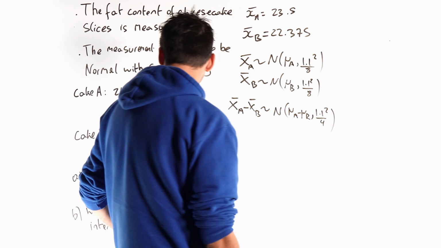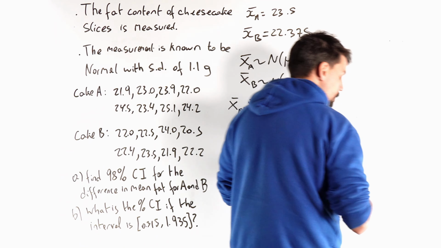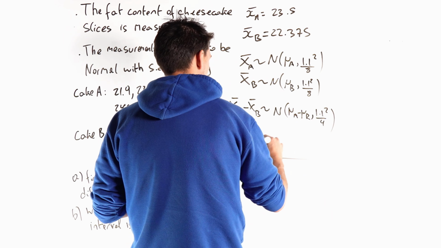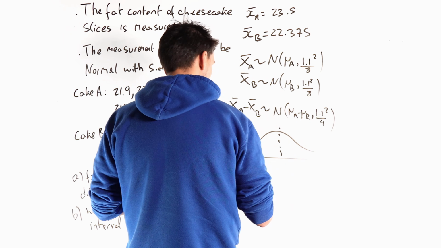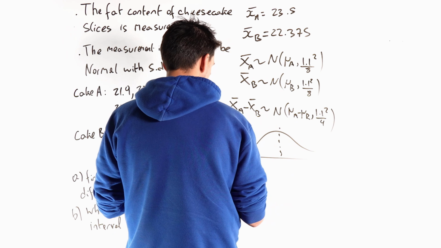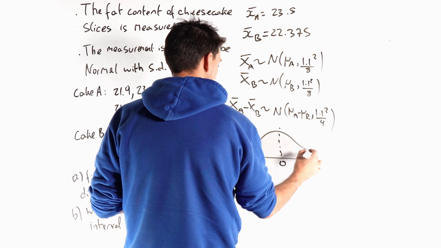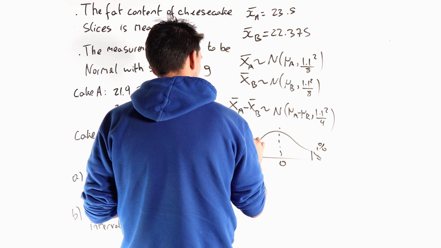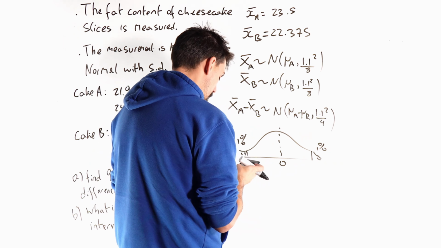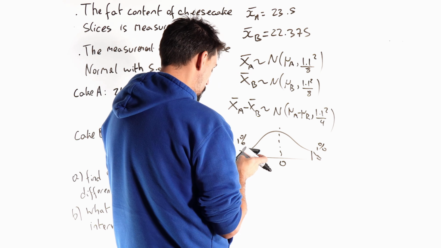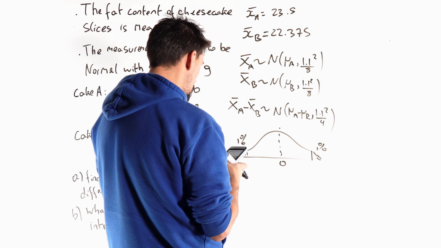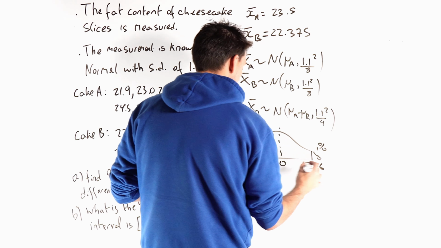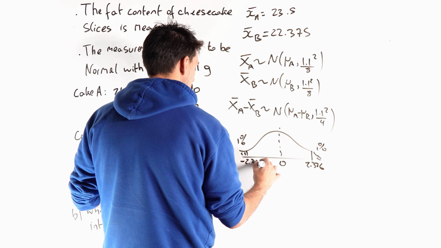Right. Now, it's a 98% confidence interval. So if I'm thinking in terms of Z, that's 0. I want 1% at the top. I want 1% at the bottom. I did have this in here somewhere, but we'll just grab it again. 2.326. And that's minus 2.326.